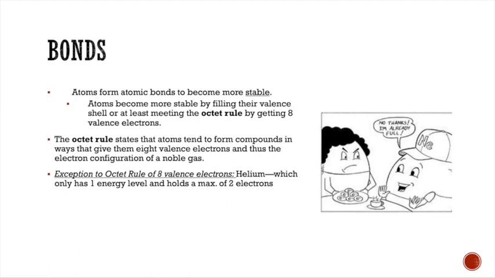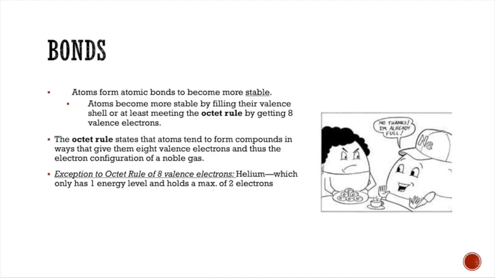That's why noble gases are considered the most stable gases. Again, if this was helium here and it was being offered more, even though it doesn't meet the 8, it has that 2. So it's okay, which is what the exception was. Helium only has one energy level and holds a maximum of 2 electrons.